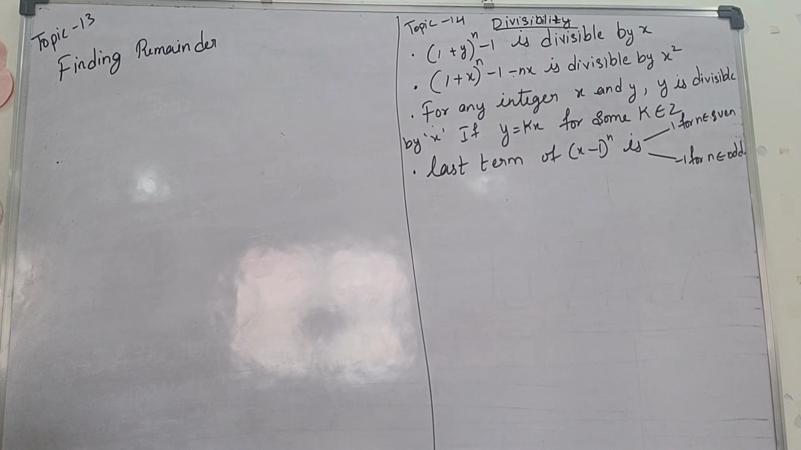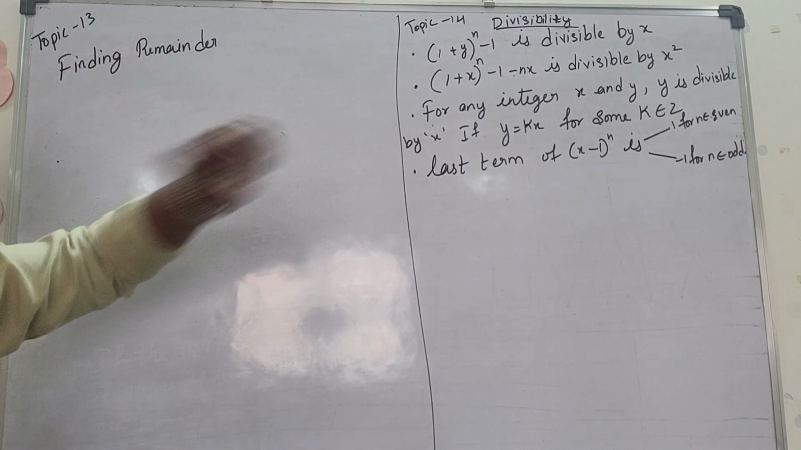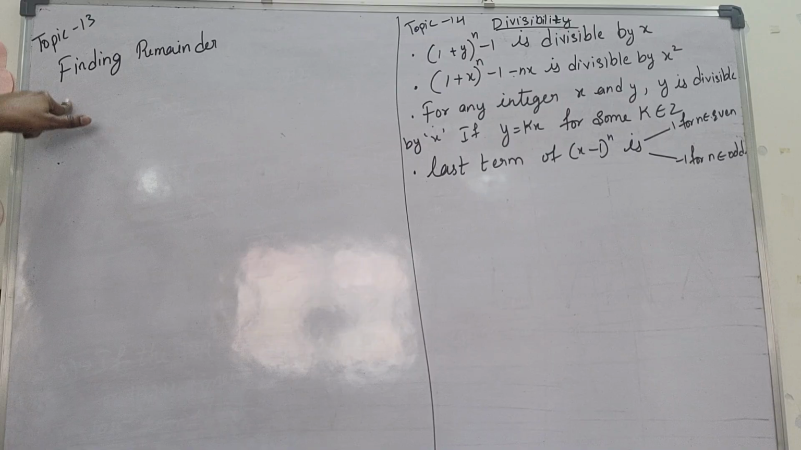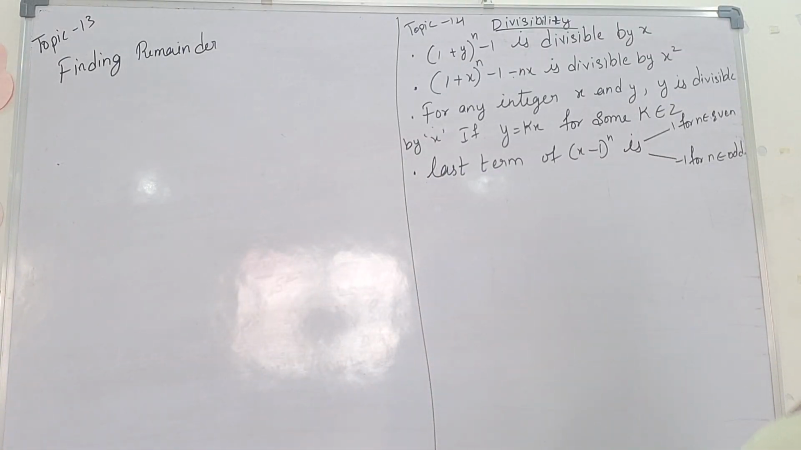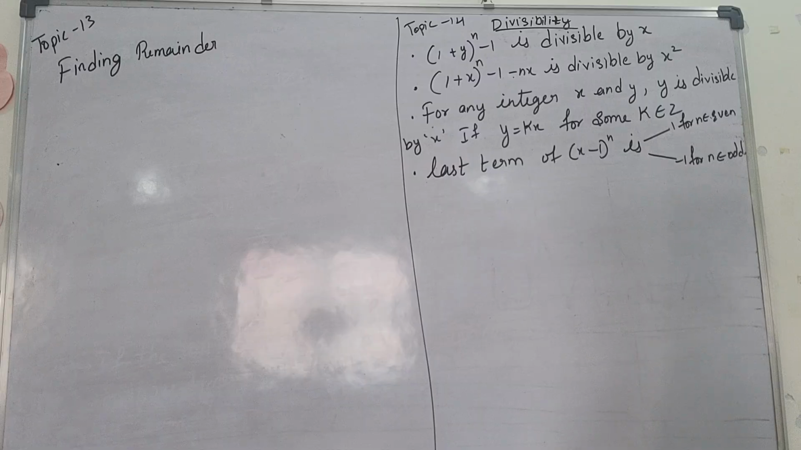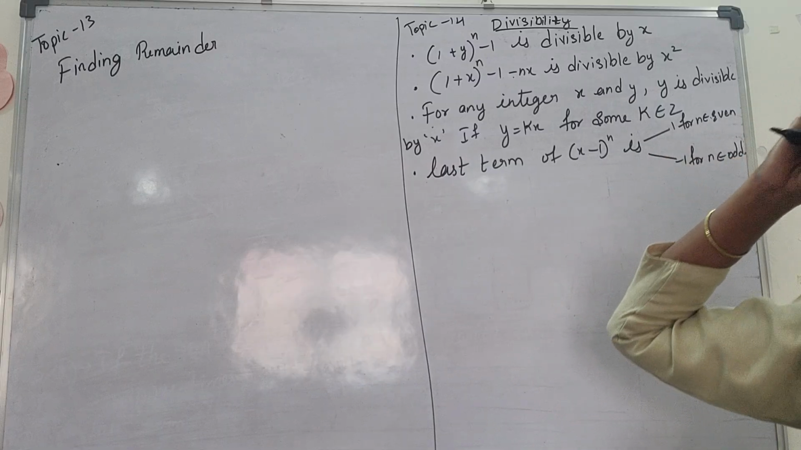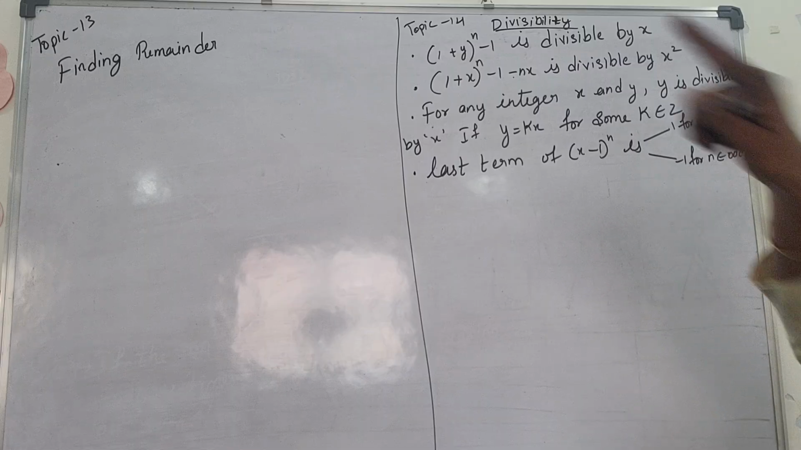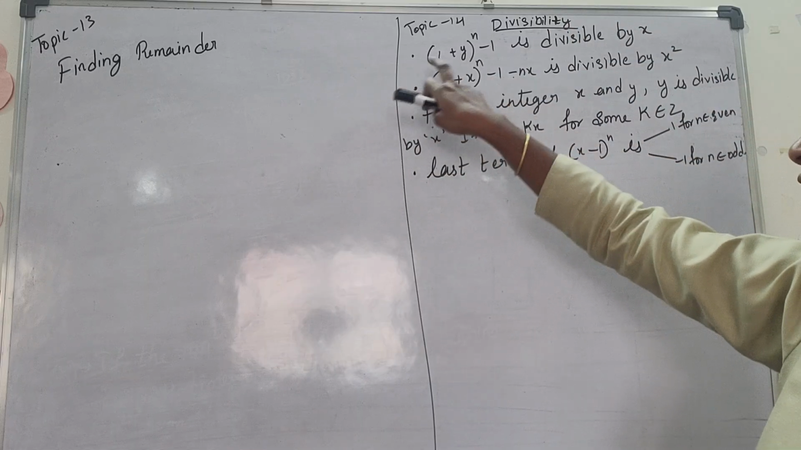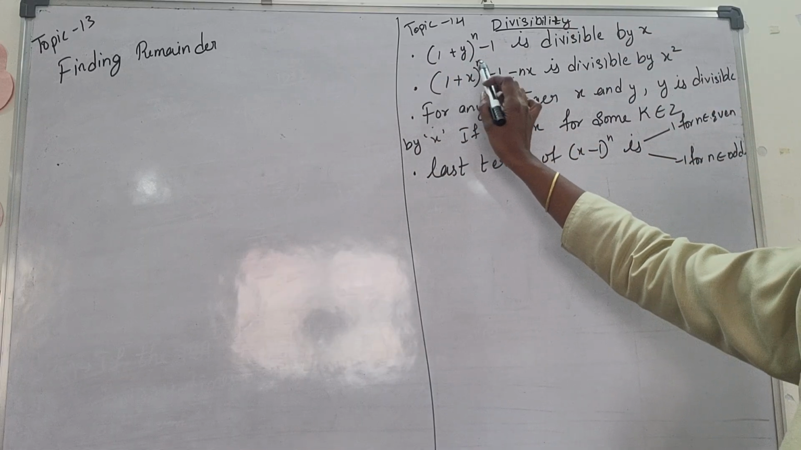Now we are on topics 13 and 14. Here is finding the remainder, and this one is divisibility. There is a little connection between both of these, that's why I have written both on the side. So here, finding the remainder. To find the remainder also we will use this kind of pattern.